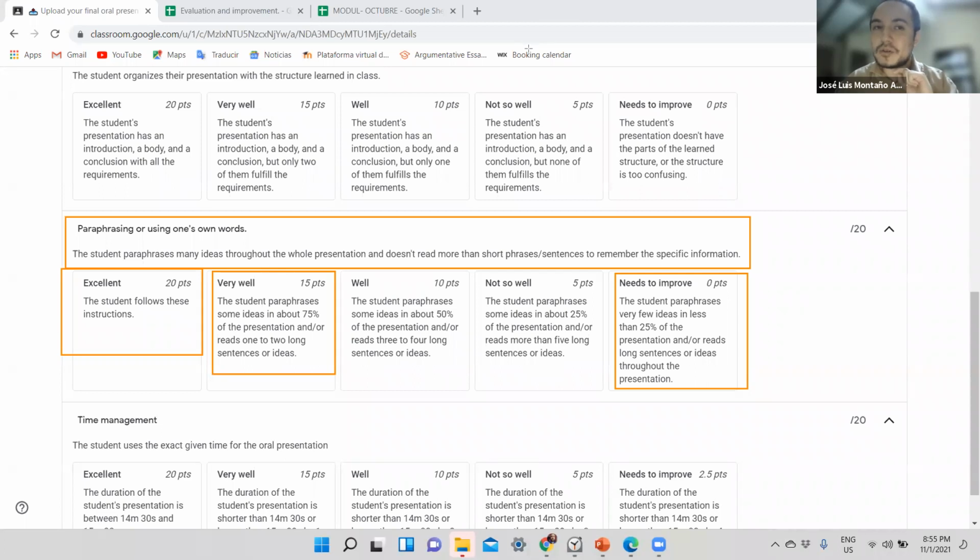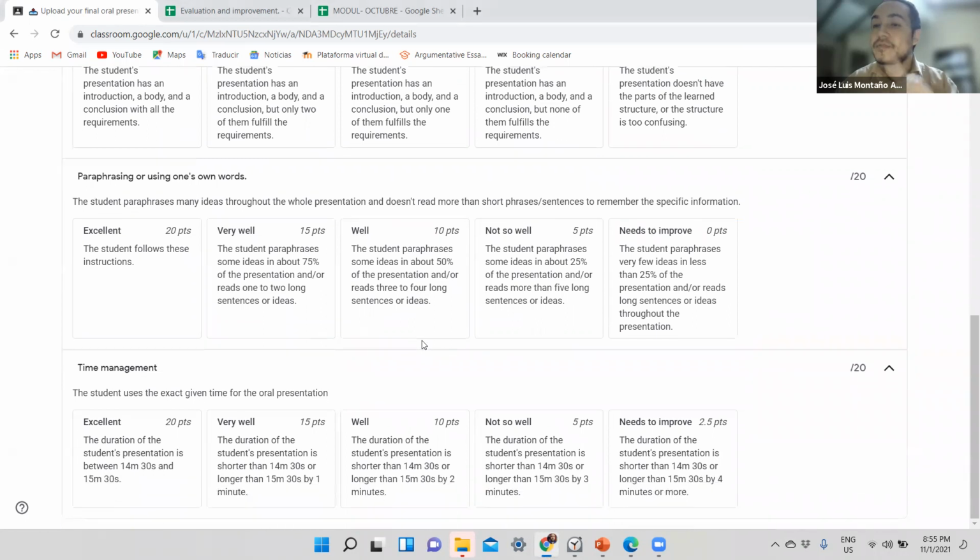And the other change is related to time management, but it's only because we have 15 minutes this time. For 14 minutes and 30 seconds, or 15 minutes and 30 seconds, and 30 seconds, sorry, it's going to be 20. If it's longer than that by 1 minute, 15. Longer by 2 minutes, 10. Longer by 3 minutes, 5.